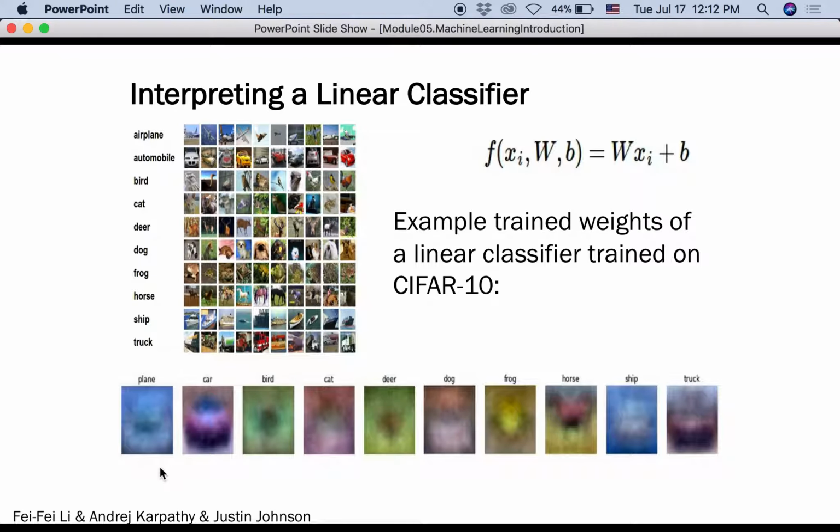And in fact, if it was in grayscale, the plane, the ship, the bird, the deer, and maybe even the frog were all going to be similar in grayscale. In fact, the classifier has not really learned what a deer is. It has really learned that a deer is like a brown blob on a green background. That's what a deer is.